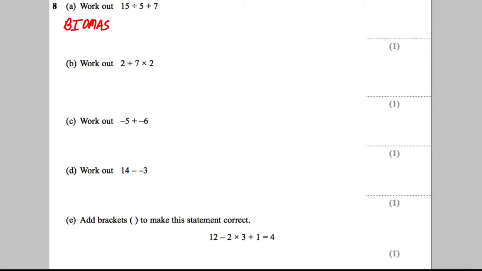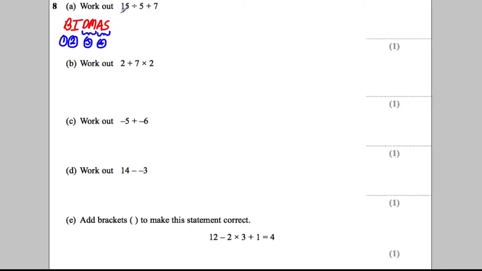And what that tells you is the first thing you do is the operation inside the brackets. The I tells you then you do any indices you have. The D and the M come together. They tell you do division and multiplication next. And lastly, addition and subtraction are your last option. They come together as a pair.